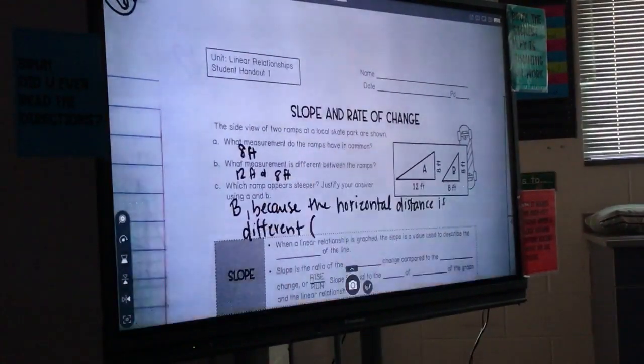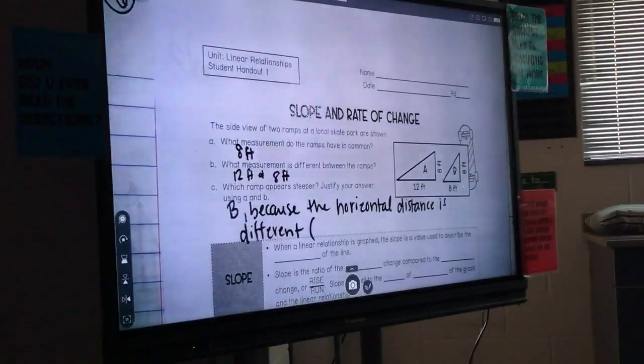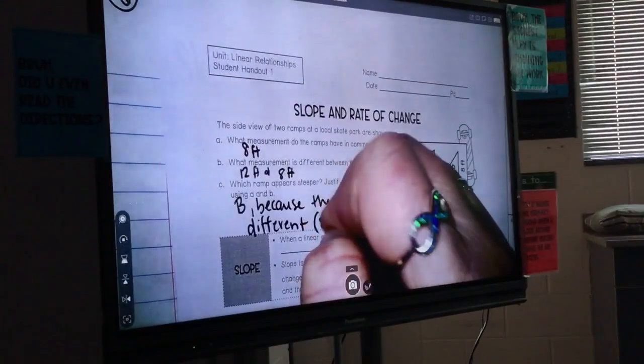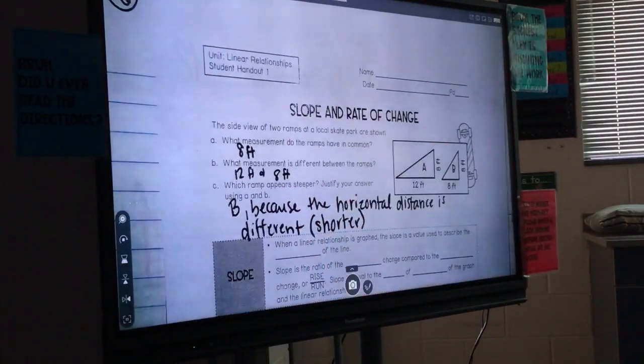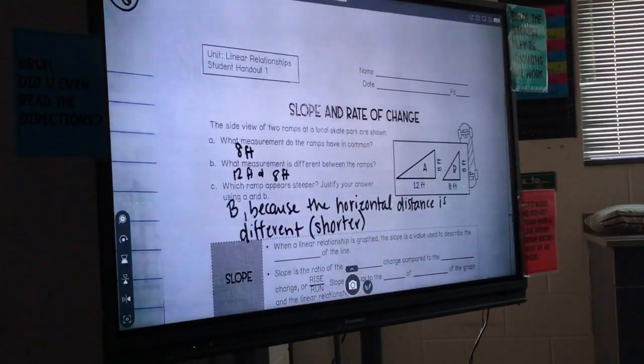And when I say different, is B longer or shorter? Shorter. Okay, so technically the run has less distance. Also, if we simplified our slope for B and our slope for A, would we get the same slope?